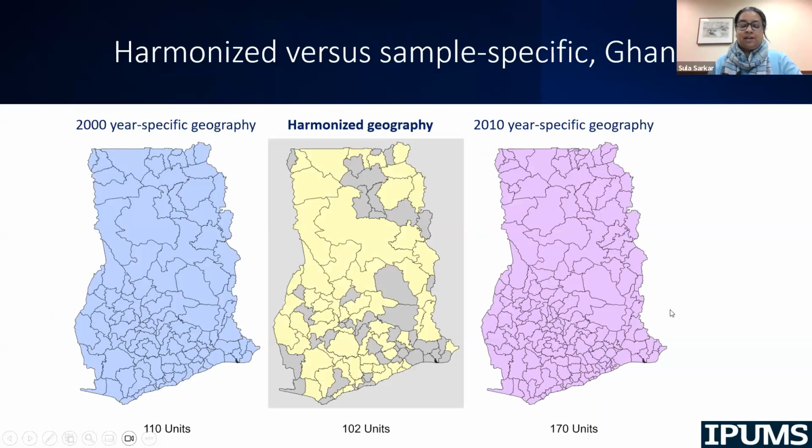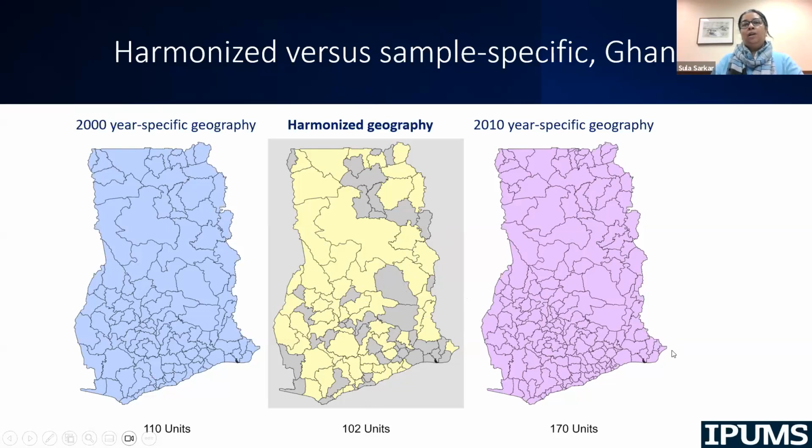So what does that bring us to? You have a harmonized geography. This is from Ghana, where you have a harmonized geography which has 102 units. And then you have 2 years, 2000 and 2010, which have a lot more units.